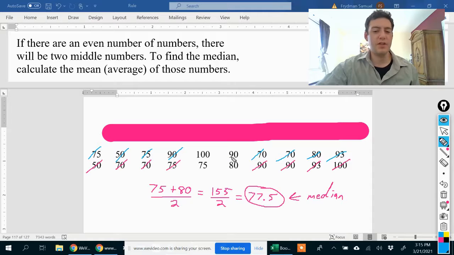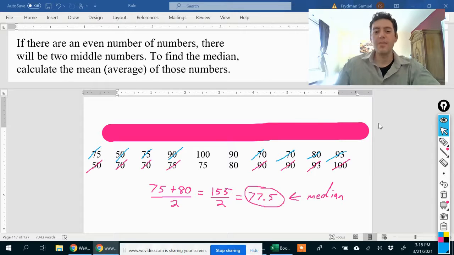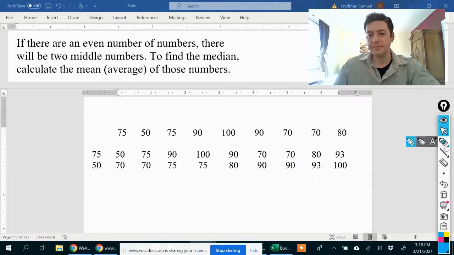The average of those, 190, would be 95. That's right in the middle between 100 and 90, but that would be incorrect, okay? And what's wrong is they didn't put the numbers in order first. So please remember to do that. Okay, so moving on now.